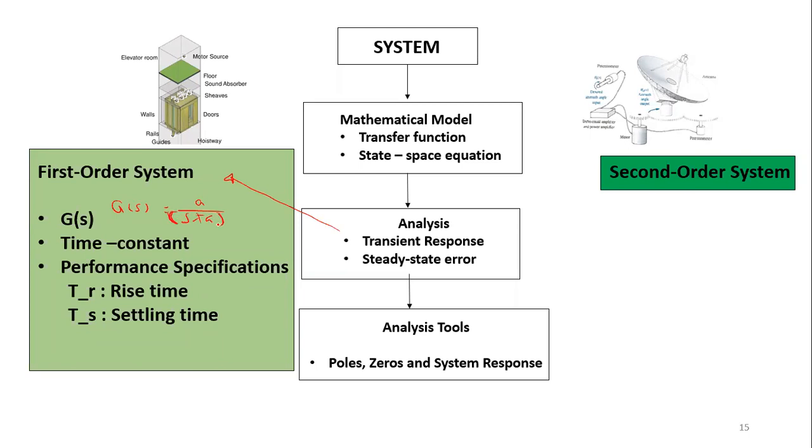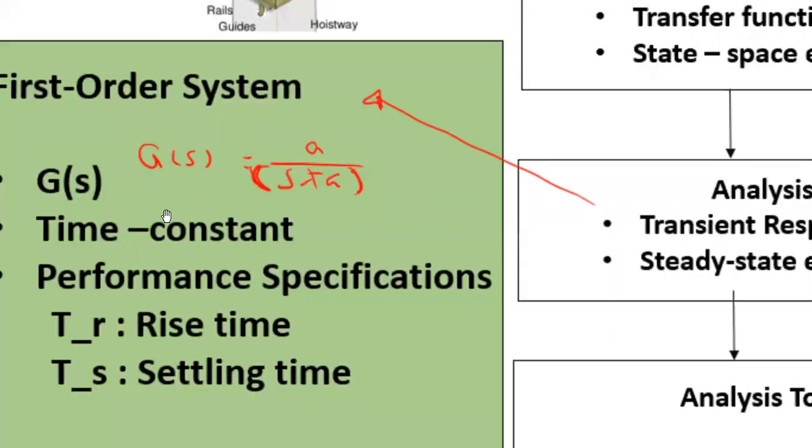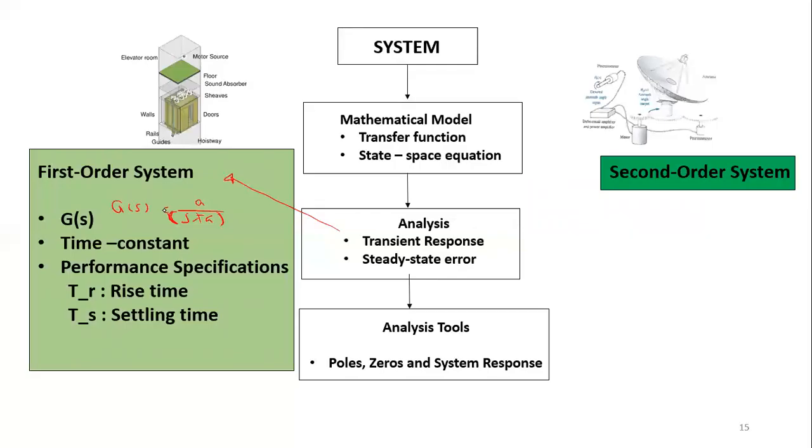From here, what we need to know for a first order system is the time constant. The definition of time constant is the time where the system reaches 63% of its final value. This is what you should have in mind. Once we get the time constant, you should be able to find two specifications for a first order system, which are the rise time and also the settling time. The rise time and the settling time here are the transient response for the first order system.